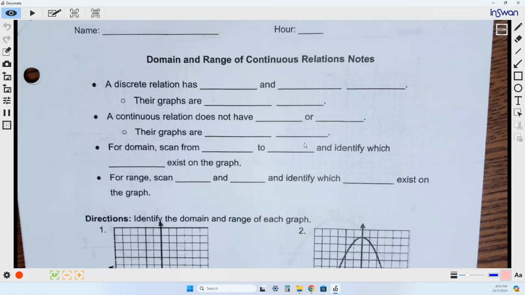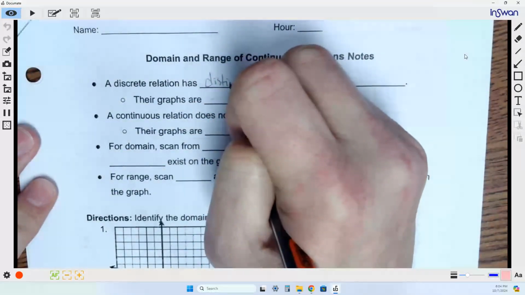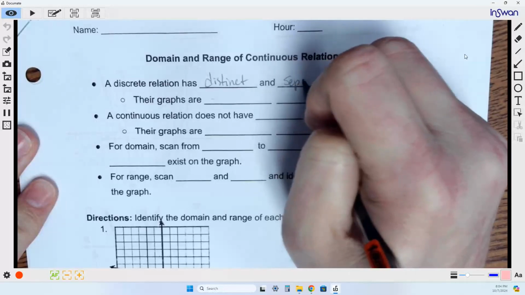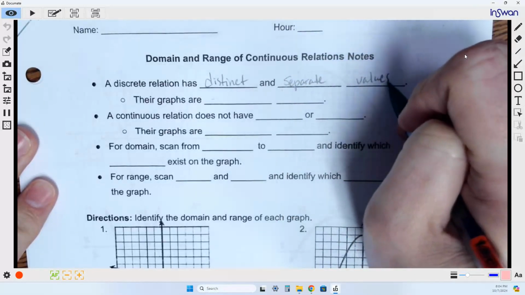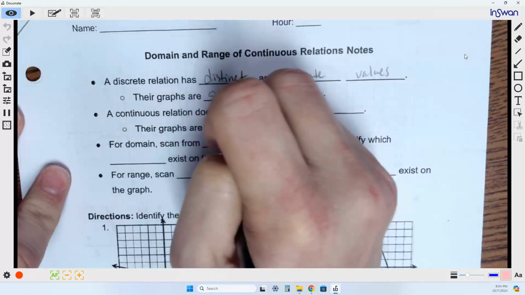Okay, so here is your information about domain and range of continuous relations. A discrete relation has distinct and separate values. Okay, distinct and separate values. Their graphs are scatter plots.